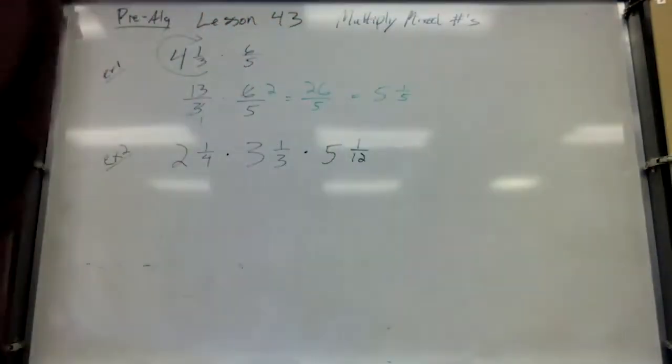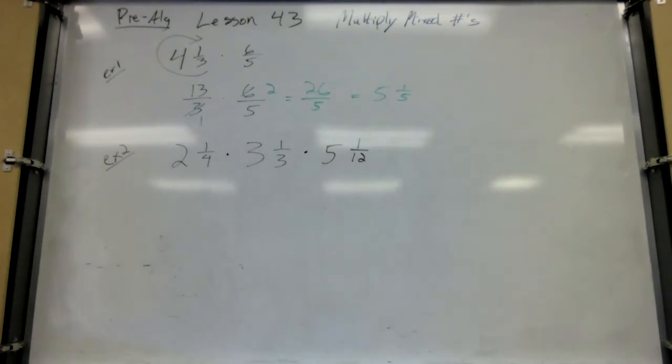Okay, multiply. How do you multiply mixed numbers? We know what to do. 2 1/4 times 3 1/3. 5 1/4.